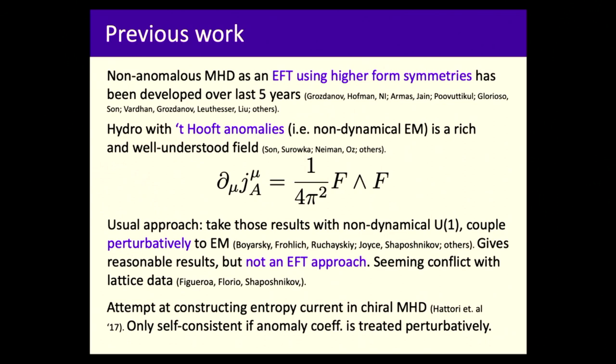So first of all, if you, for a second, forget about this axial charge and just think about the E and M sector alone, just this higher form symmetry, you can reformulate normal magnetohydrodynamics as a true effective field theory using this higher form symmetry. This is a program that's happened over the last 5 years or so. It started with a paper that I wrote with Diego Hoffman and Sasha Grozdanov, and since then there's been quite a lot of work. I think this is a surprisingly useful thing to do.